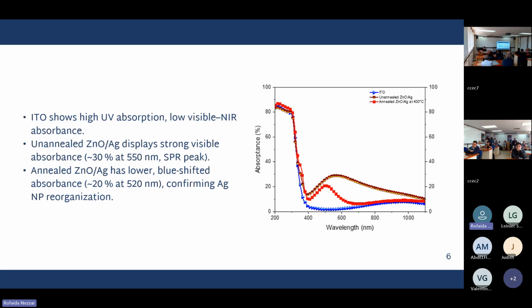As for the absorbance spectra, we can also observe the complementary behavior where the unannealed thin film shows a visible absorbance of approximately 30% at 550 nanometers, and the annealed film shows a lower blue shifted peak of approximately 20% at 520 nanometers. So these results emphasize that annealing has definitely led to smaller and more uniformly distributed nanoparticles that enhance the optical clarity.